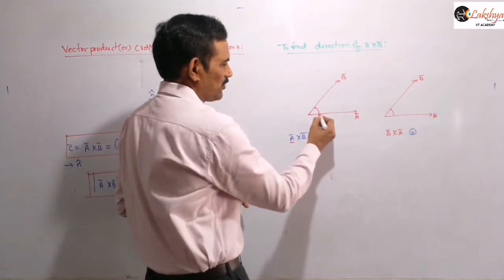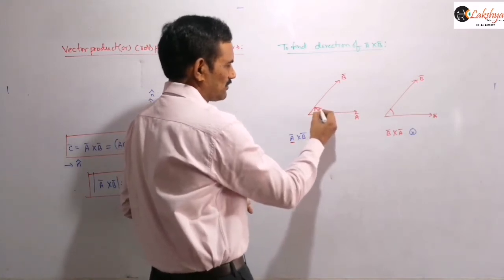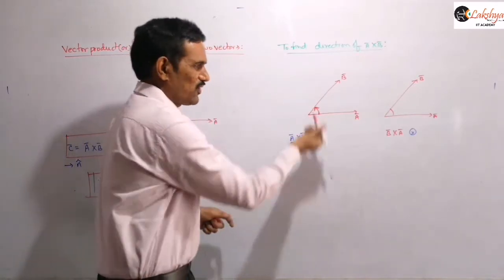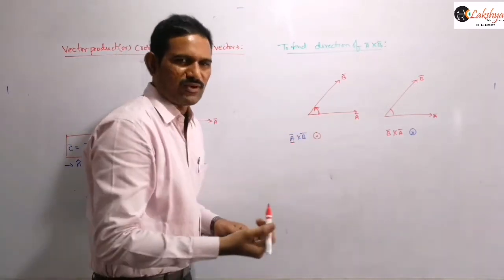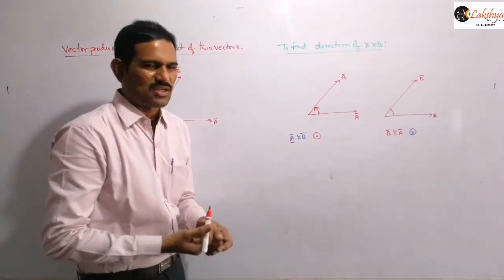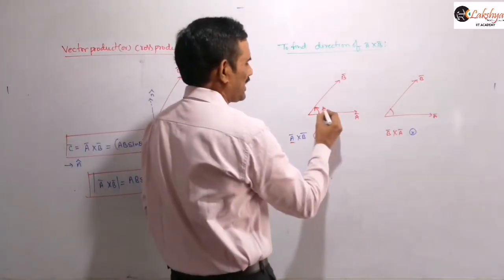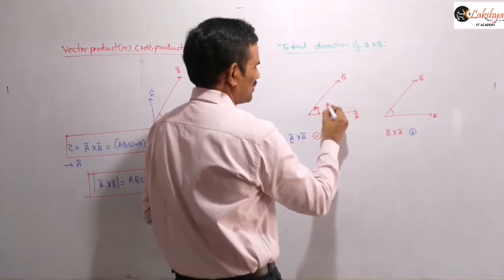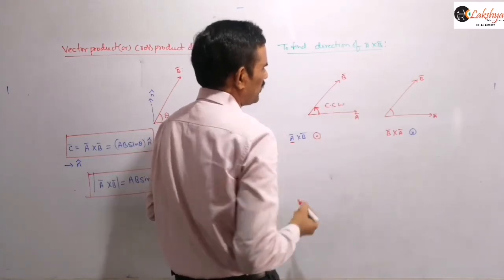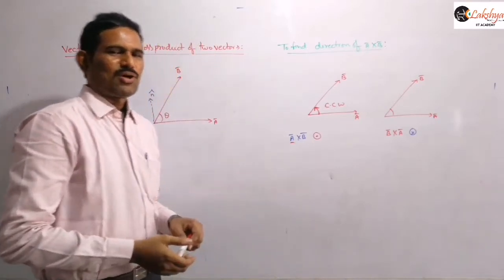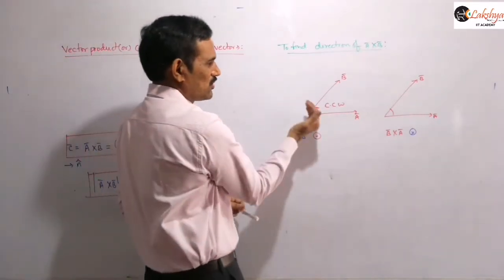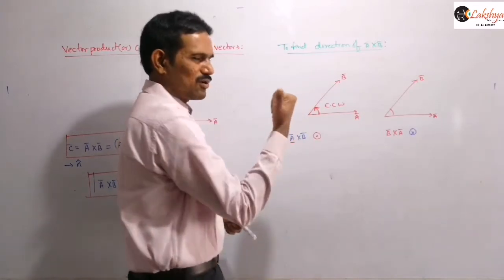Starting from this a bar, if you are defining the angle from the first vector to the second vector, and that angle is in the anti-clockwise or counter-clockwise direction, then a bar cross b bar will be out of the plane.